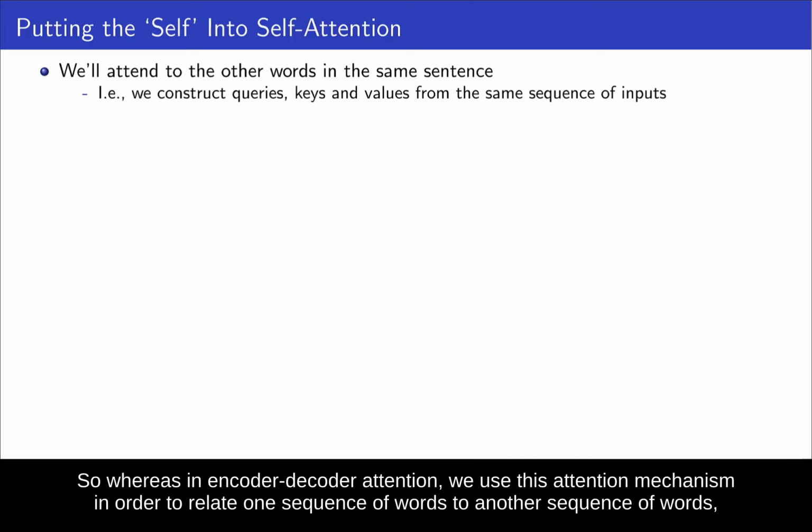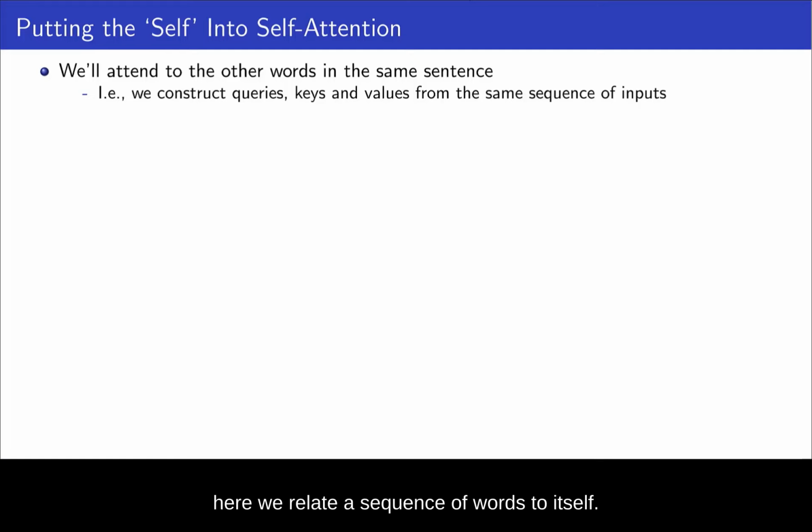So whereas in encoder-decoder attention, we use this attention mechanism in order to relate one sequence of words to another sequence of words, here we relate a sequence of words to itself.